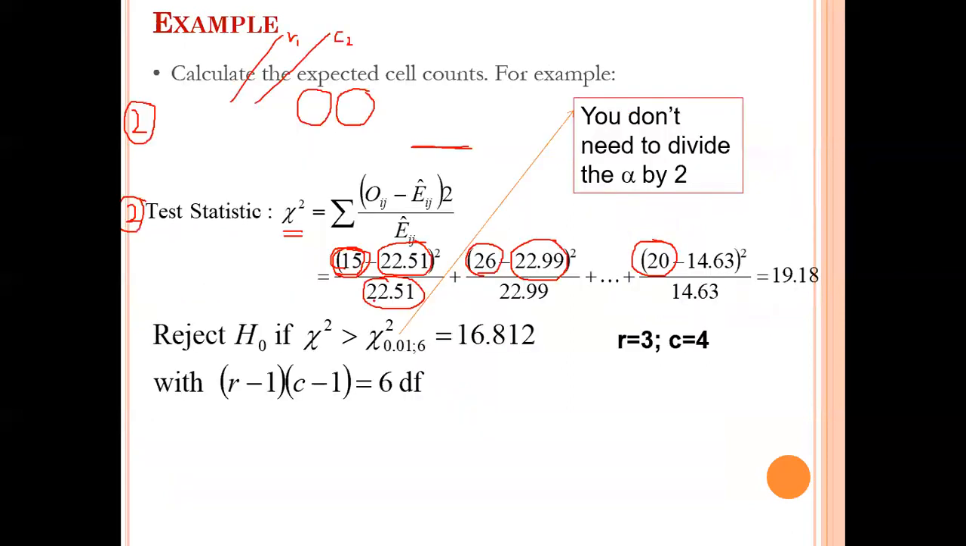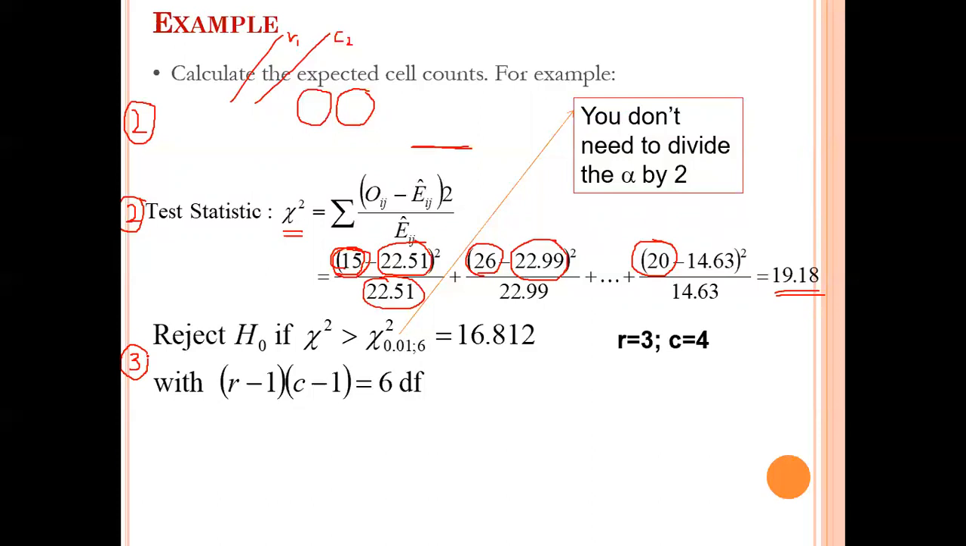So when you insert all the values into the test statistic chi-square formula and calculate, you will get the answer 19.18. So your test statistic chi-square is 19.18. Now in the third step, you must find the value of degree of freedom.